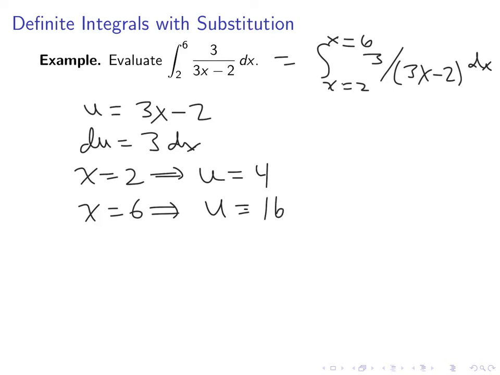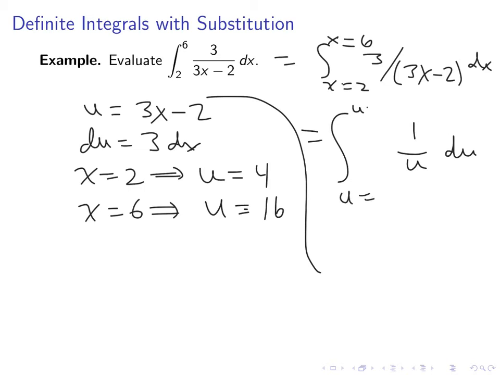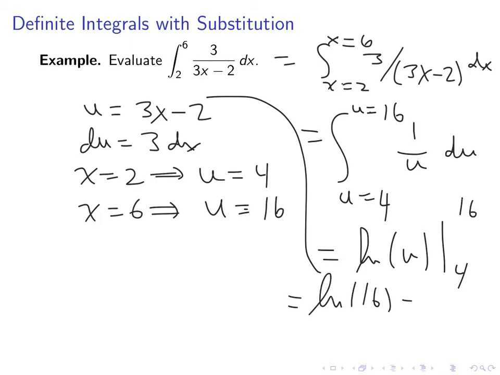So when we complete the substitution here, in addition to having this be 1 over u du, which is what's going to happen to the integrand part, we can also change the limits of integration to be in terms of u. And so instead of having the integral go from a value of 2 for x to a value of 6 for x, we're going to have it go from 4 for u to 16 for u. And so when we evaluate this integral, this will be natural log of u from 4 to 16, and so we'll have natural log of 16 minus natural log of 4 as a final answer.